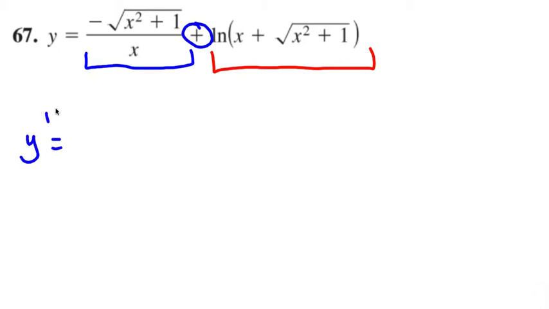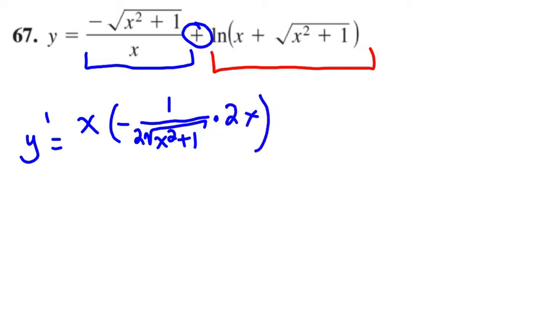So the first one, we have quotient rule. We're going to do low d high, which means the derivative of the top is going to be a negative 1 over 2 times the square root of x squared plus 1. And then we're going to multiply that by the derivative of the inside, x squared plus 1, which is 2x. Okay, so low d high minus high, so negative square root of x squared plus 1, d low, the derivative of x is just 1, so you can put times 1 there if you want to.